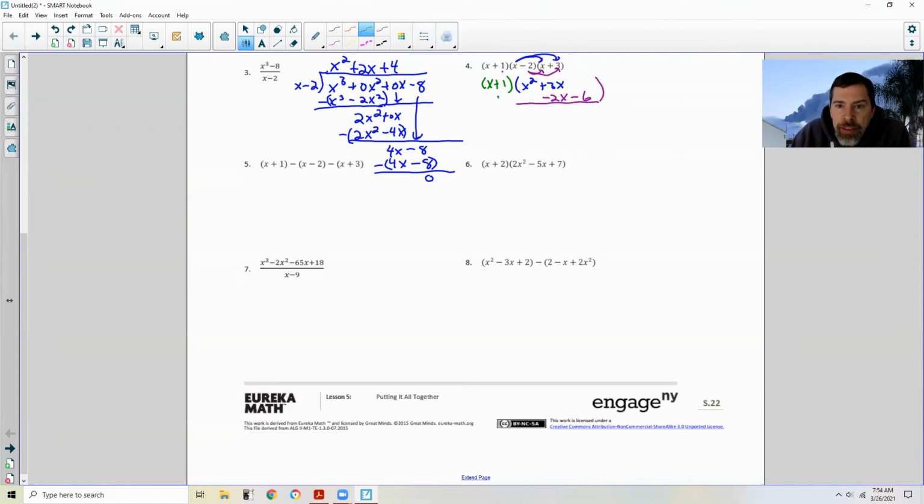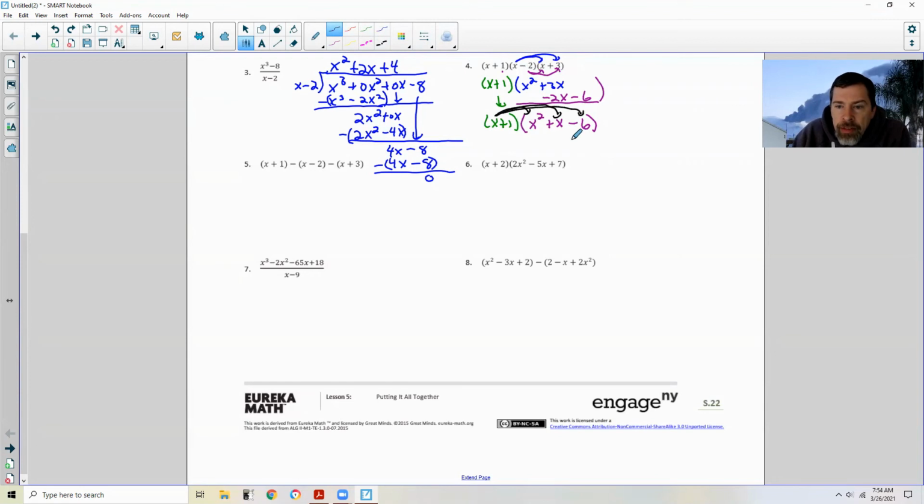So I'm going to bring down this x plus 1, and then we're going to multiply it by x squared. 3x minus 2x is plus x, and then minus 6. So this gave us x squared plus x minus 6. Finally, I'm going to distribute the x throughout this.